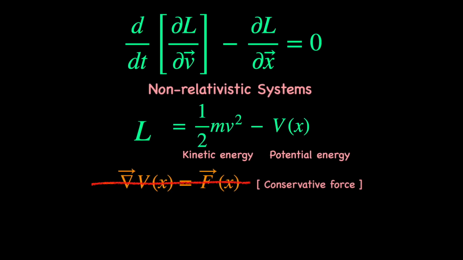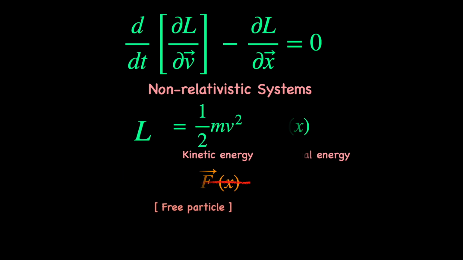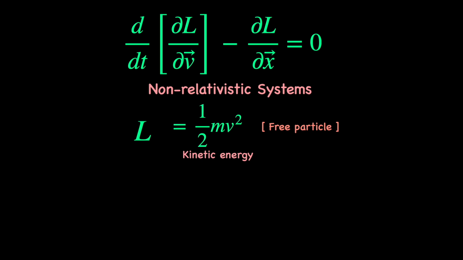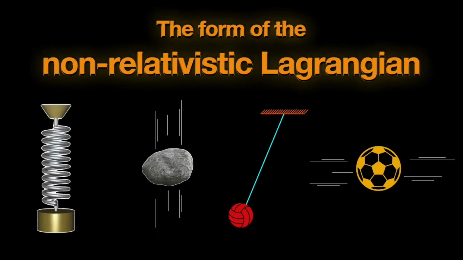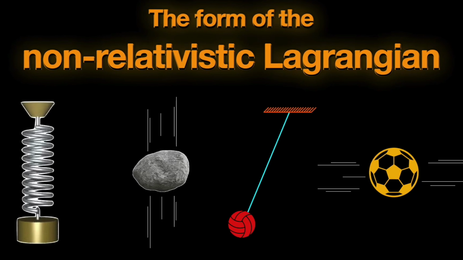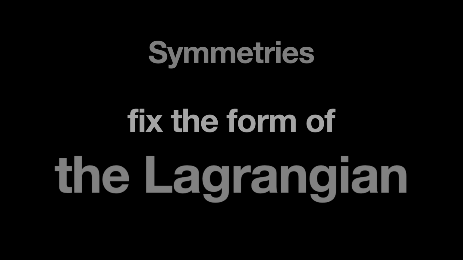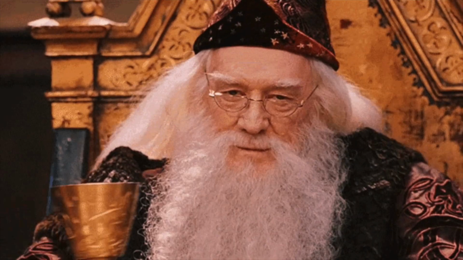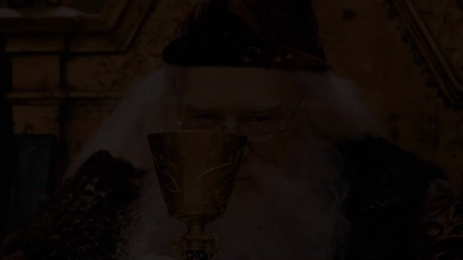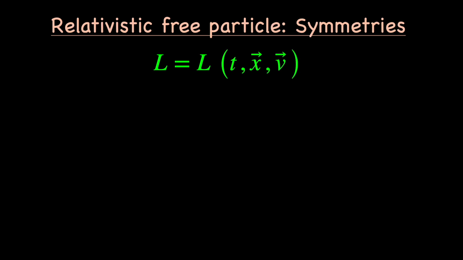If no force is acting, we call it the non-relativistic free particle system, and its Lagrangian is just the kinetic energy term. In our previous video, we have discussed how the symmetries obeyed by such non-relativistic systems play a crucial role in fixing the mathematical form of their Lagrangian. The Lagrangian of a relativistic free particle is no exception. So let's start by listing the symmetries that a relativistic free particle admits, and see how they affect its Lagrangian, which for a mechanical system in general can be a function of space-time coordinates and velocity of the particle.